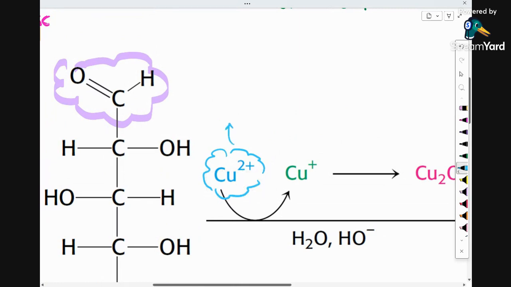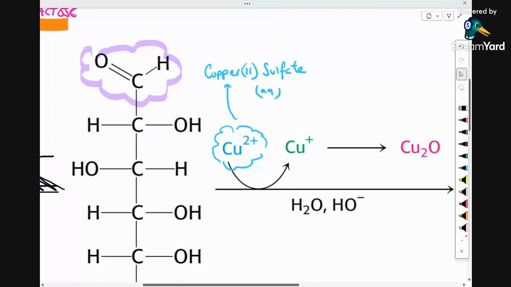We have copper 2 plus ions in the form of a solution of copper 2 sulfate, 2 in Roman numerals denoting the oxidation number, or essentially the charge on the copper ion. So copper 2 sulfate solution. So this is aqueous.